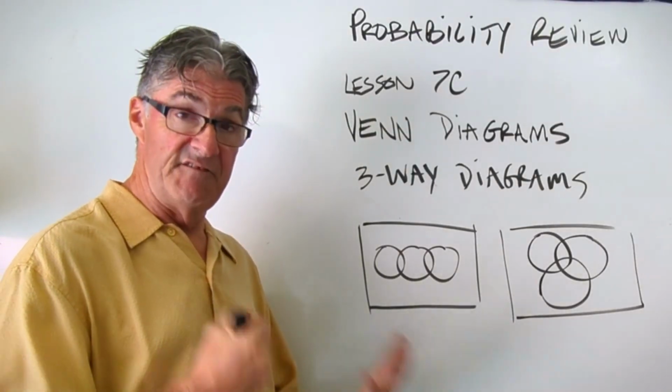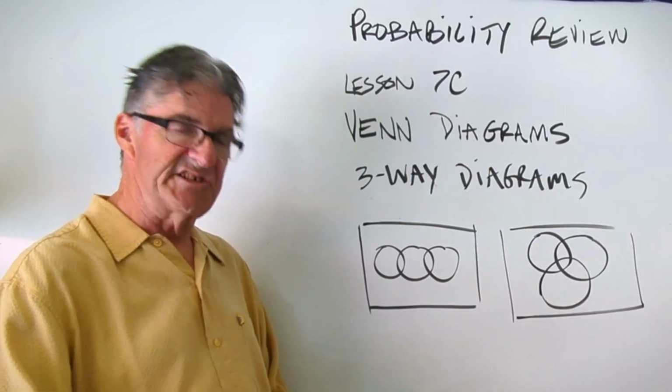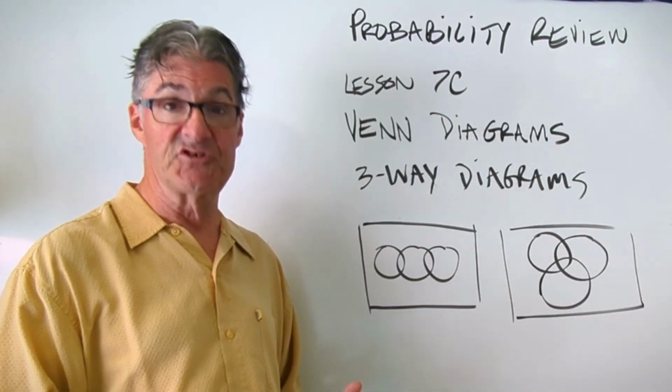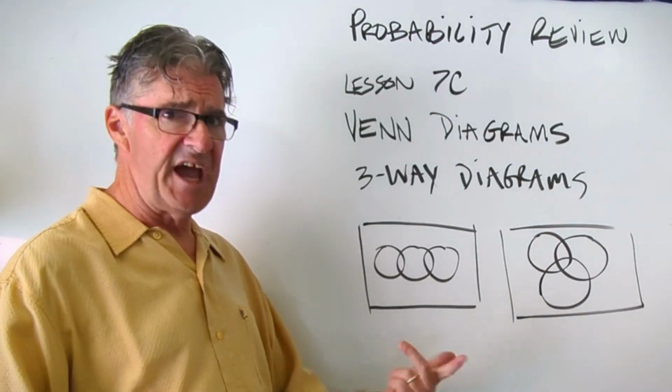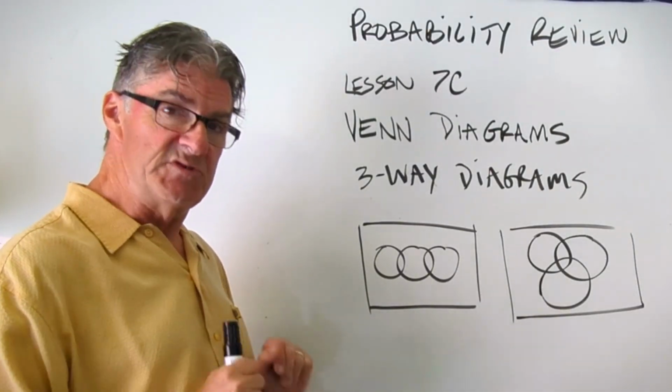We had 3-way Venn diagrams. And these are diagrams that show situations where there's actually 3 things that we're keeping track of. Could be like dogs, cats, and birds. It could be a number of things. Now, in our class, we saw 2 types of these.